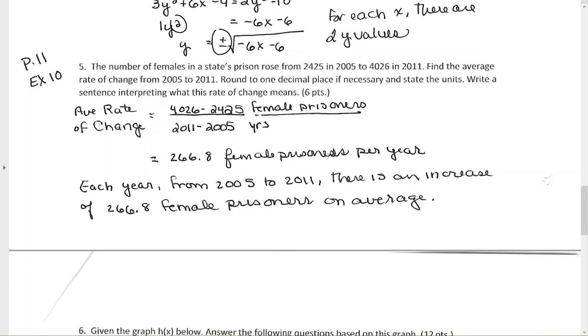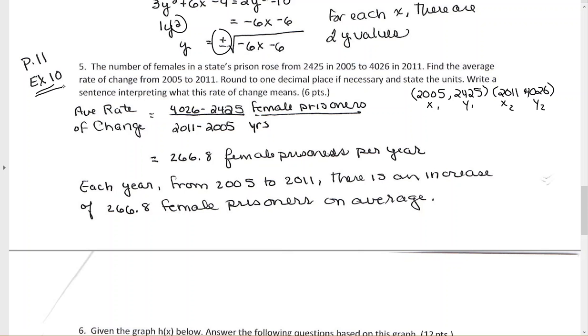Question number 5 was on page 11, example number 10. This is where you were given 2 points and then use the slope formula to find average rate of change. So the 2 points that I'm using, remember your years are the x's, or your time unit, 2005, 2425, and then 2011, and 4026. So this is x1, y1, x2, y2, and average rate of change is the slope formula.